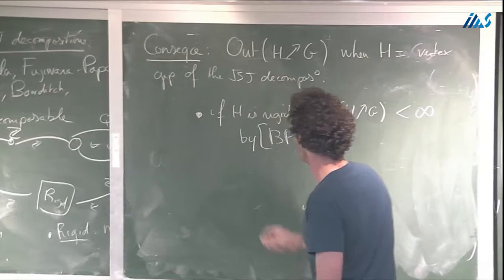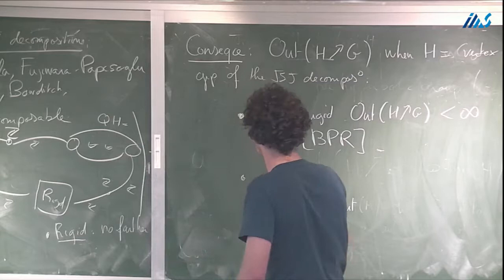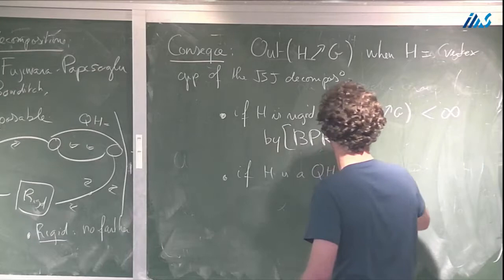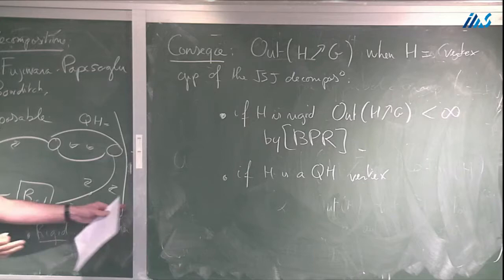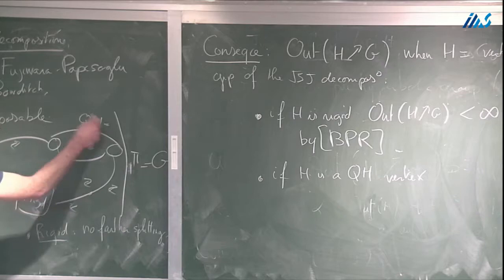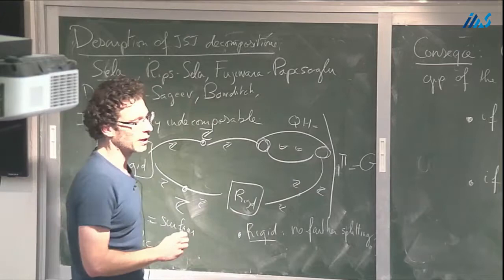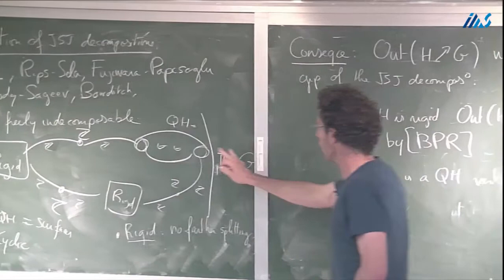Now, if H is a QH vertex, what you know is that this whole graph of groups is canonical. It's invariant under all automorphisms of G. So the automorphisms of this group that extend will, for instance, permute the boundary components, and by Dehn's theorem, this group is the mapping class group of the surface with boundary.